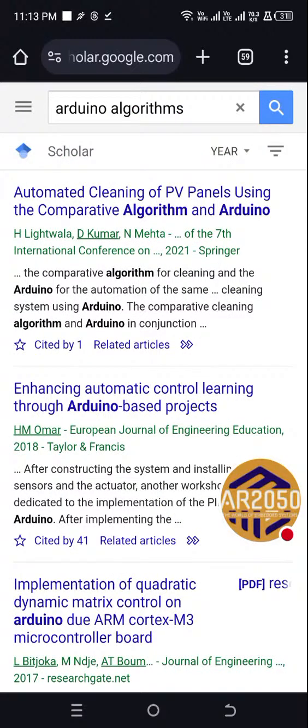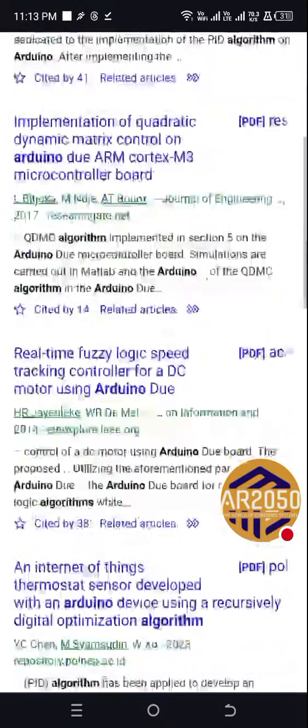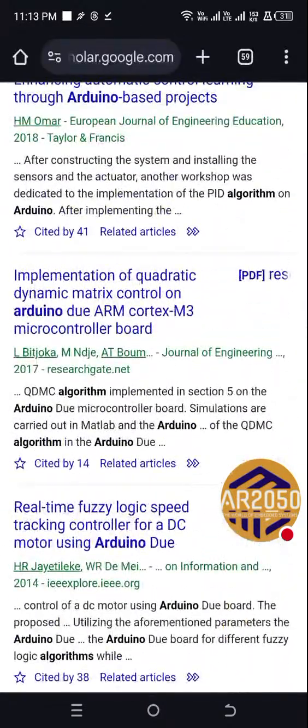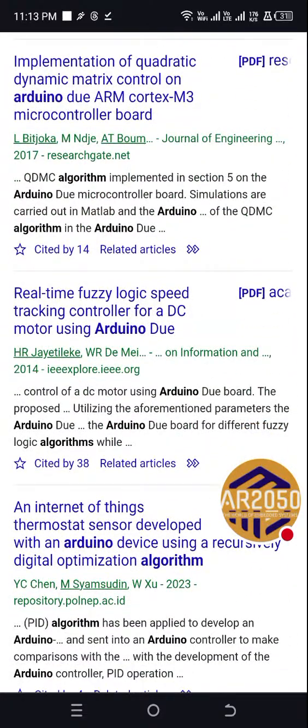Automated cleaning of PV panels. Well. Implementation of cardiac dynamic matrix. No. For the speed tracking control of this motor, which year? 2014. Yeah, that year it was popular.